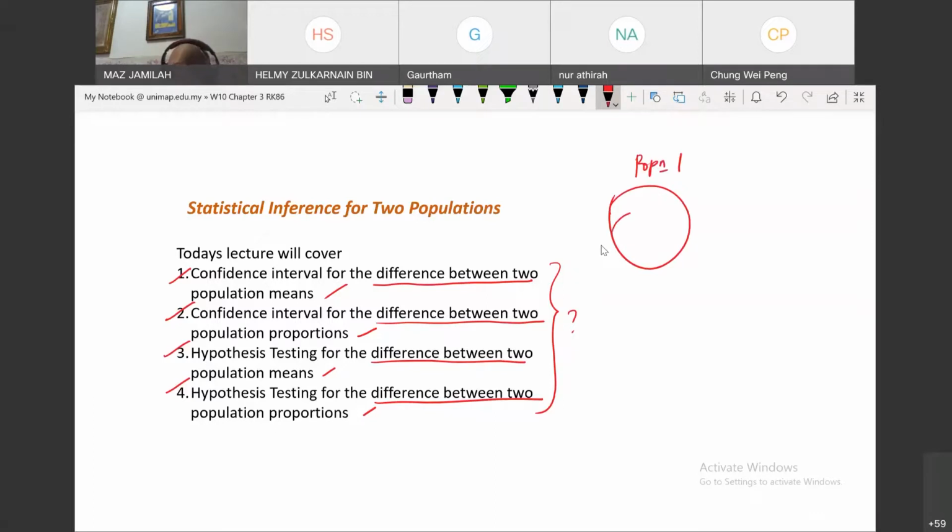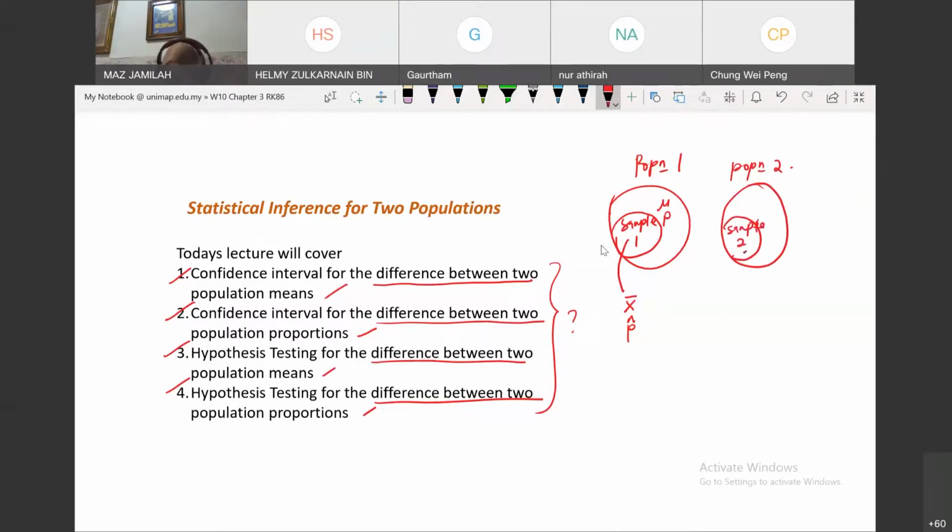And then from population 1, we take our sample 1. Then from this sample 1, we measure our X bar, we measure our proportion, because we need to make some inference for our population mean and population proportion. Now, since we are talking about two populations now, we expand: we have another population, population 2, and then we have also sample 2.